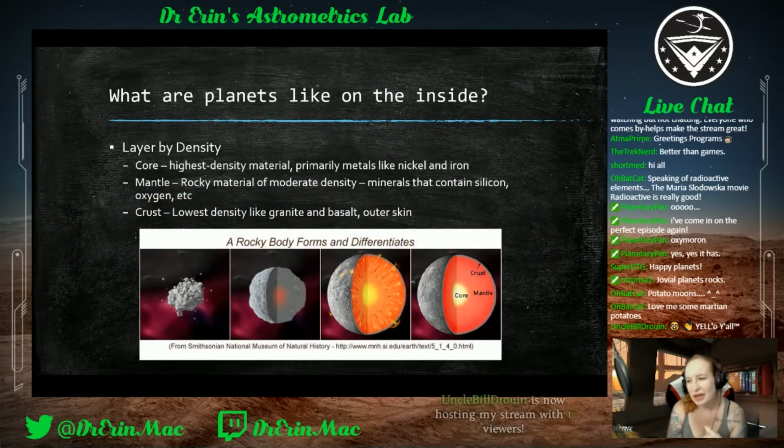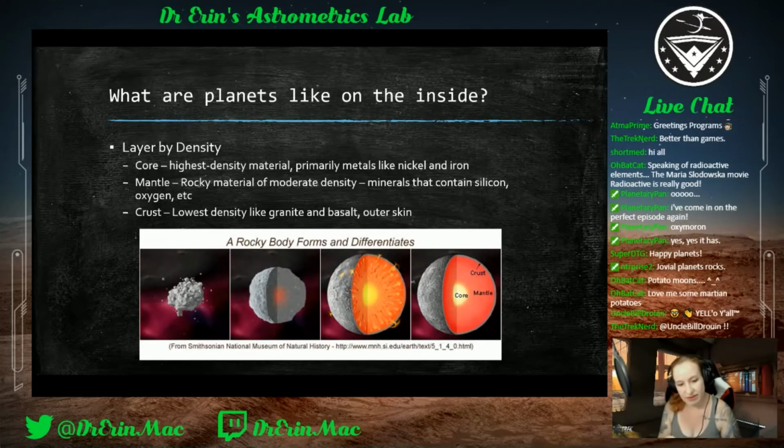So what planets are like on the inside really layers out by density. This core, like I said, is the highest density material. It's primarily made up of metals like nickel and iron. Then outside of that, the majority of a planet, we have the mantle.